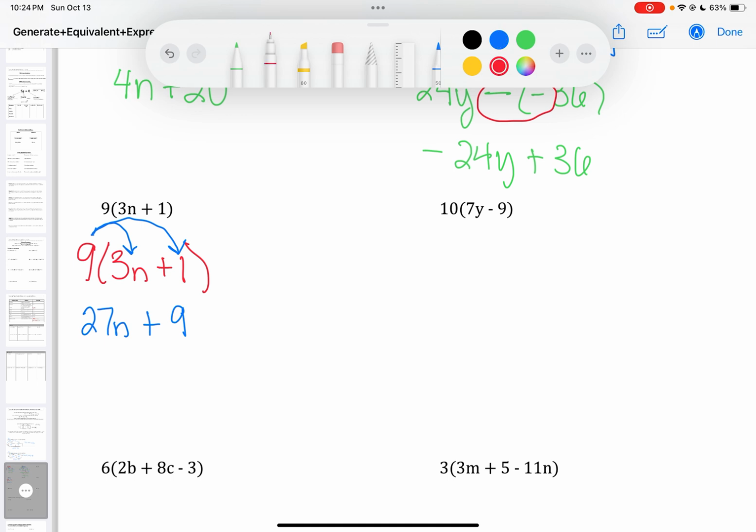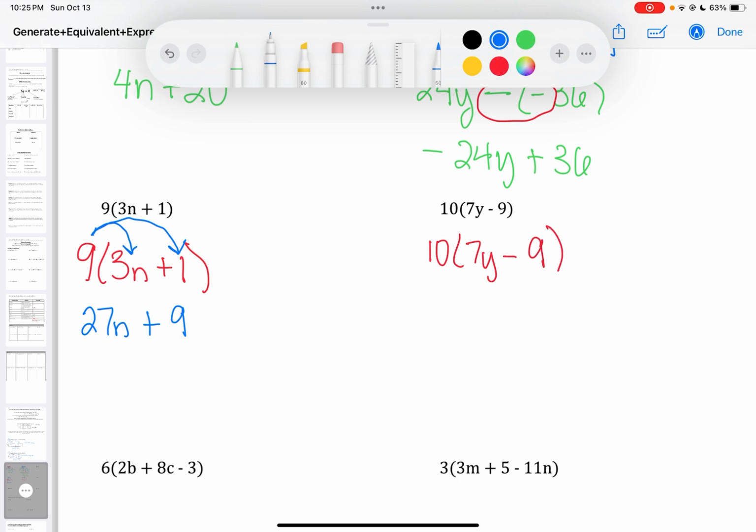Now I'm going to do the same thing for the next one. Sorry, I don't know why I just said that like that. We're going to have to backtrack. Start over. 10 times 7y minus 9.